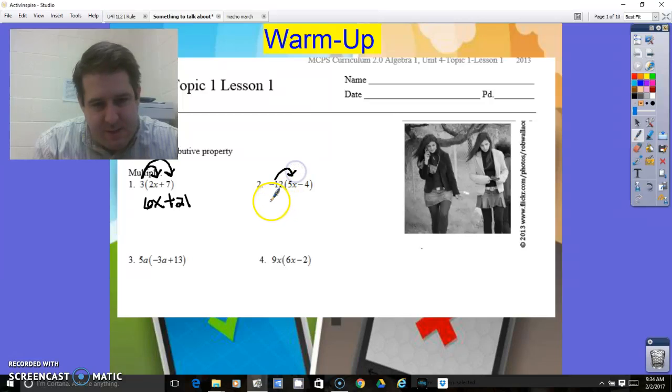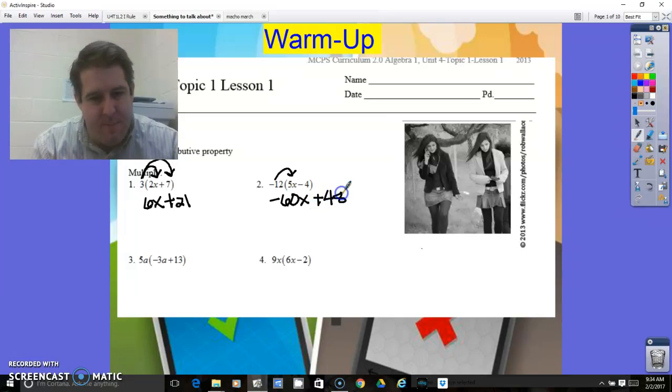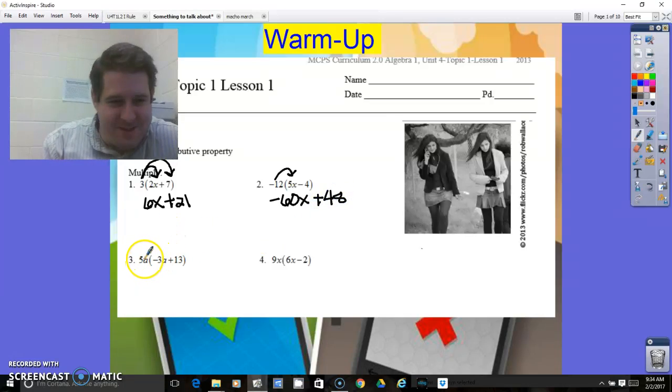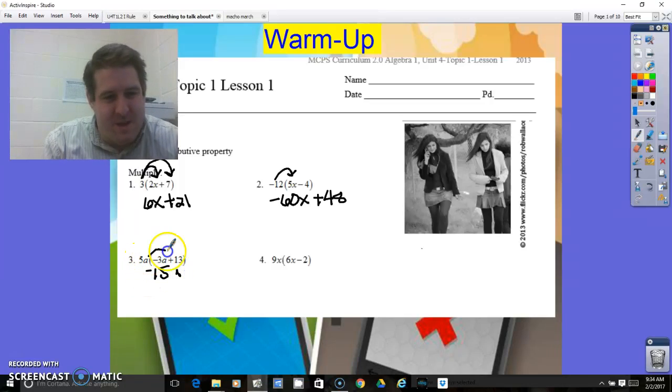Negative 12 times 5x is negative 60x. And negative times a negative is a positive, and that's going to be 48. 5a times negative 3a is negative 15a. And 5a times 13 is 65a.